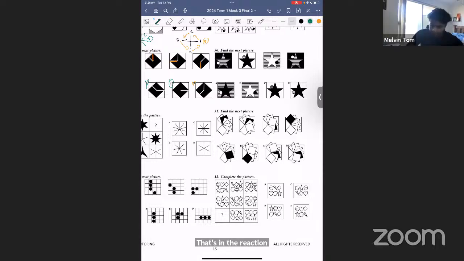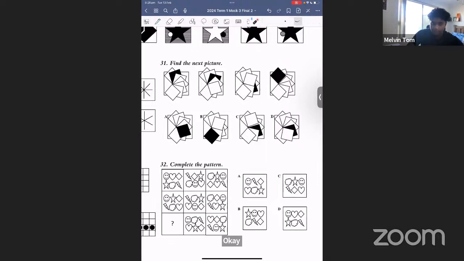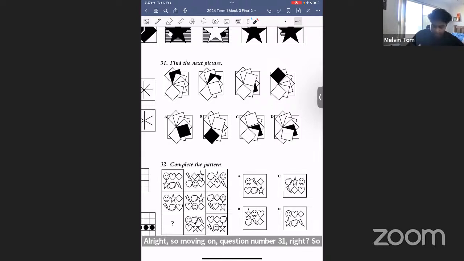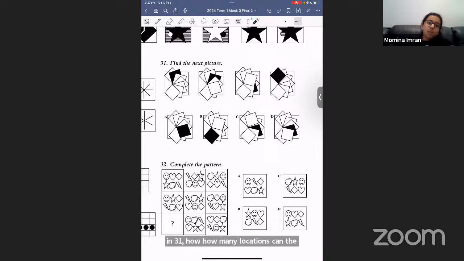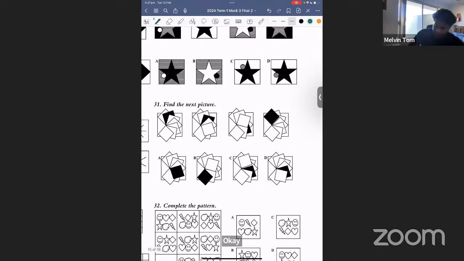All right. So moving on, question number 31, right? So again, when you get a question like this, Momina, the first thing you should do is draw a map. So in 31, how many locations can the black square go? 8. Good. So you can go 8 different locations. So to easily map this, I'll do 1, 2, 3, 4, 5, 6, 7, 8. Actually, I'll move it somewhere else for you guys to see. So there you go. That's how we draw.